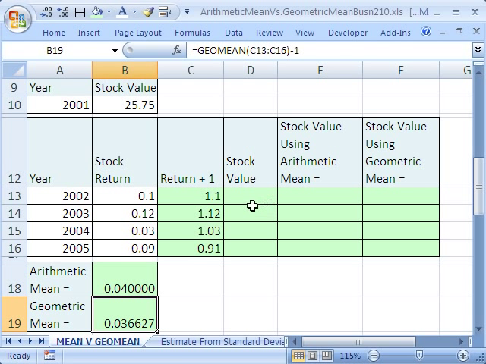Now, let's go ahead and do a little experiment. Remember, because we want to prove that if we use the arithmetic mean, we'll get a larger ending value than if we use the GEOMEAN. And actually, when we use the GEOMEAN method, we better get the exact correct value of the actual value. Now, let's calculate stock value first.